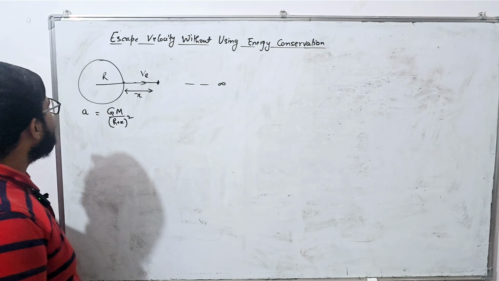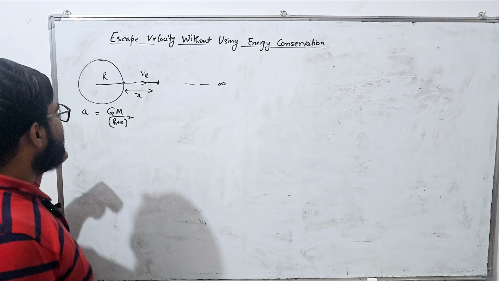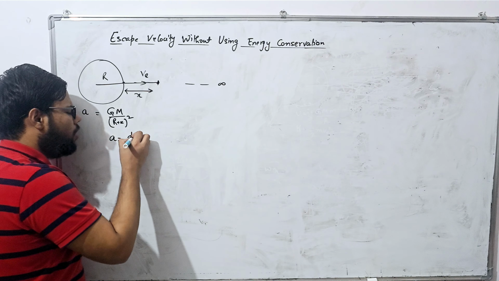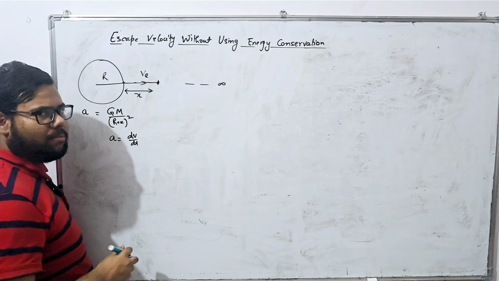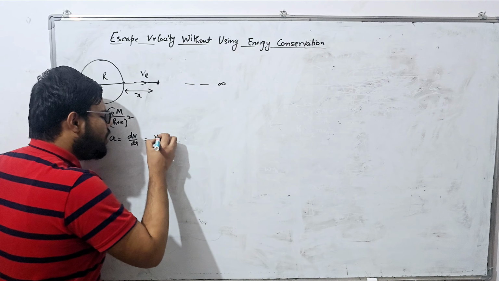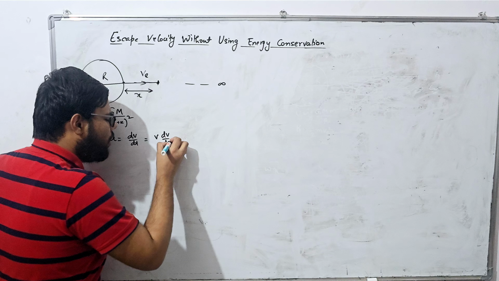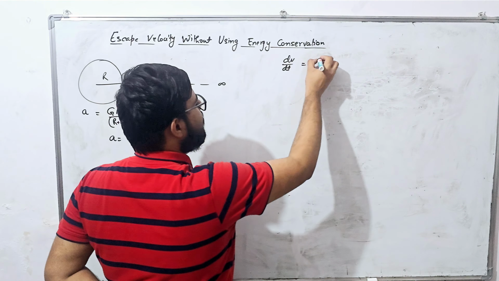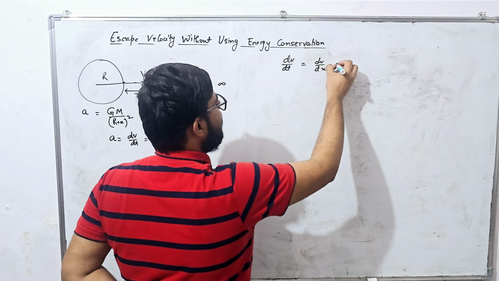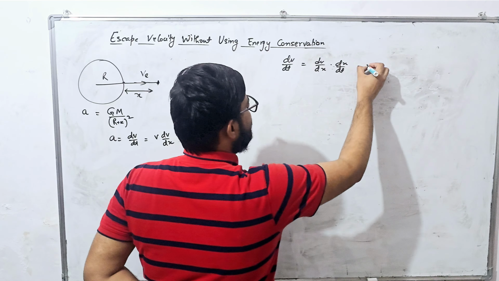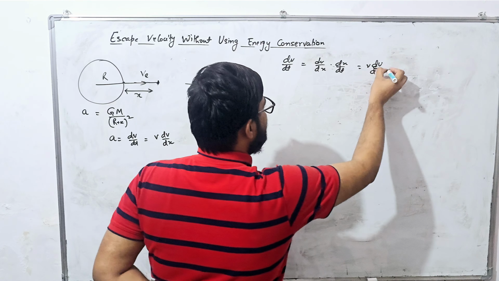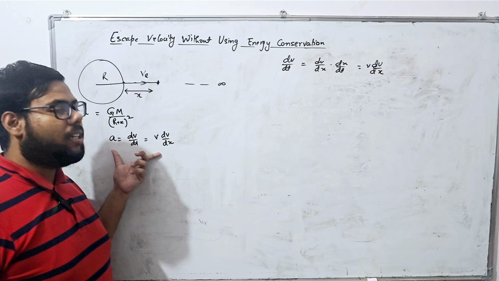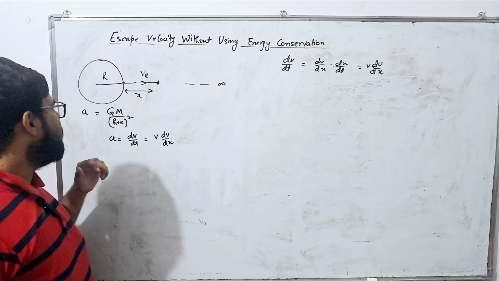Okay. Now we have to apply a formula. We know that acceleration is equal to dv by dt, correct? Which is equal to v dv by dx, correct? From the chain rule, dv by dt can be written as dv by dx dot dx by dt, which is equal to v dv by dx, right? Okay. So this is the expression for the acceleration, right over here.